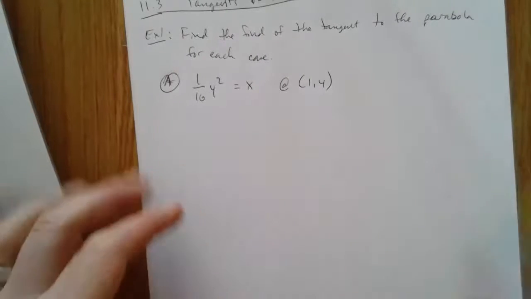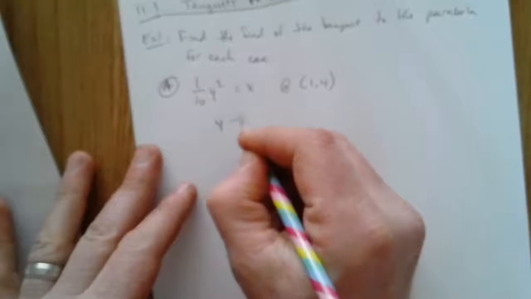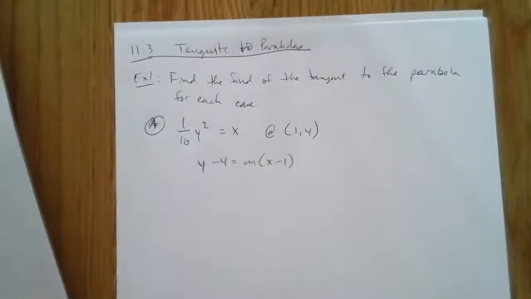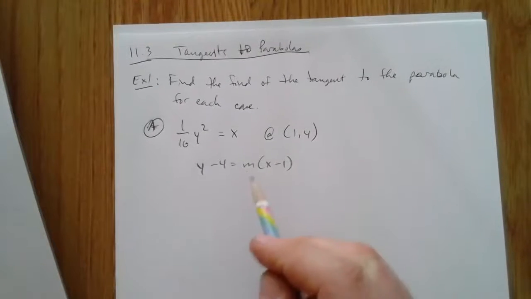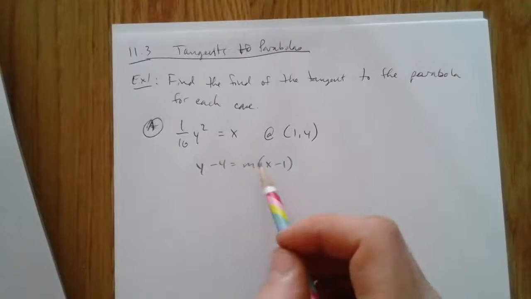Well, if we put the line into point slope form, it would look something like this. There's my point, here's the slope, and I need to find that slope for myself. There's our slope. So what do I need? Let's think about what we have here.